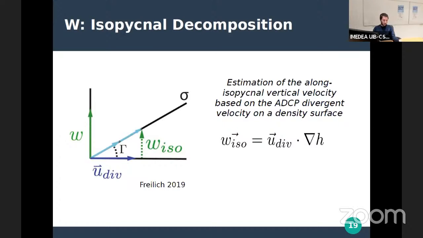So 2 omega equations to estimate the vertical velocity, and a further method that is based on a work of Marafredich of 2019, where we use the divergent component of the horizontal velocity of the ADCP mapped on a constant density surface. And then what we do is simply project this divergent velocity onto the isopycnal slope, because you can imagine that an isopycnal, a constant density surface, has different depths. So if the divergent velocity goes in the direction where the isopycnal is going down, we have downwelling, negative along-isopycnal vertical velocity. So this is a further estimation of the vertical velocity.